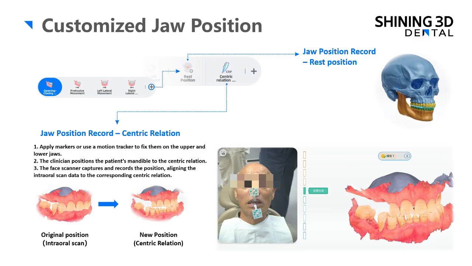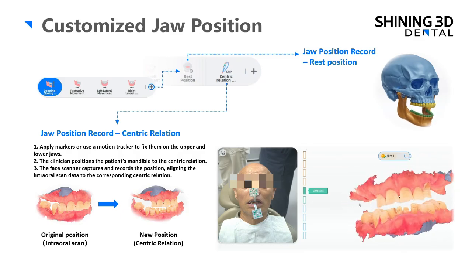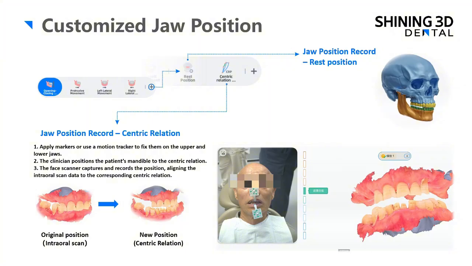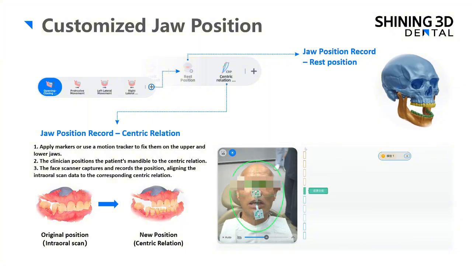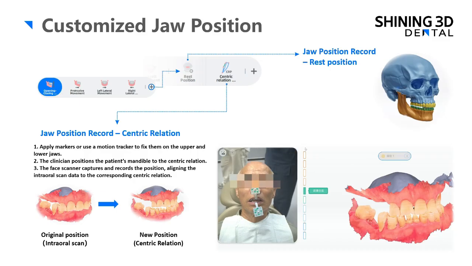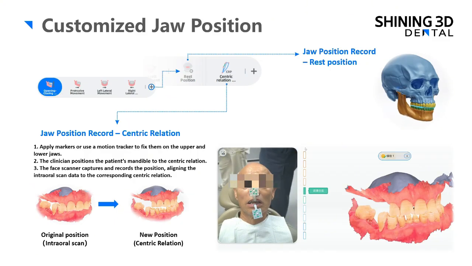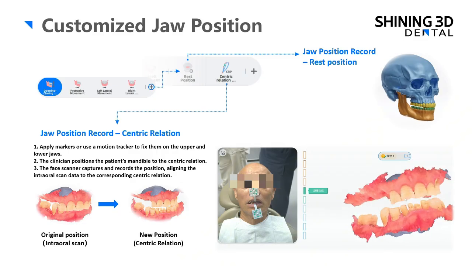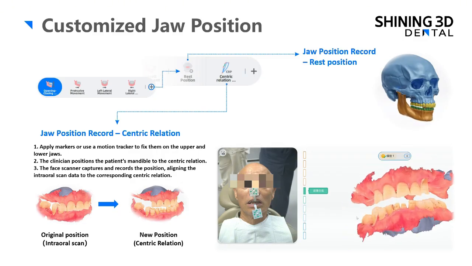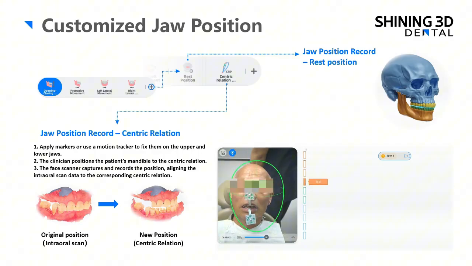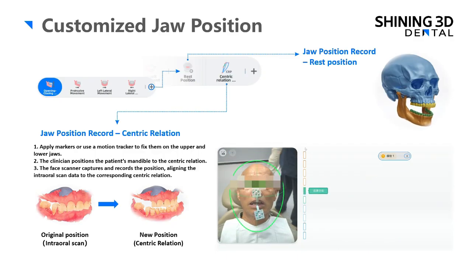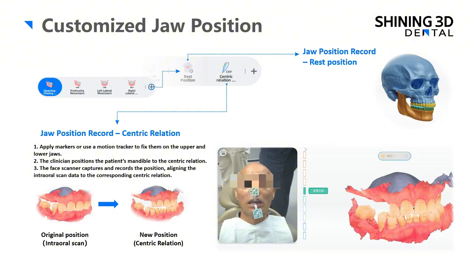As you can tell from this page, the jaw position record for this patient is a centric relation, and you can apply markers or use a motion tracker to fix them on the upper and lower jaw. The clinician positions the patient's mandible to the centric relation, and the face scanner captures and records the position, aligning the intraoral scan data to the corresponding centric relation for this patient.